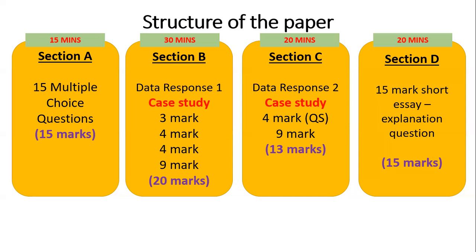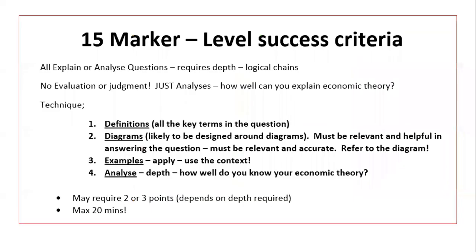So there's your 4 sections: section A, section B, section C, and section D. I've given you timings and markings for each. I cannot emphasize this enough: the structure of paper 1, which is the micro paper, will exactly mirror the macro paper. So what paper 1 looks like will be exactly the same as what paper 2 will look like. The exact timings, the exact number of questions, the marks awarded for each question will be exactly the same for micro and macro.